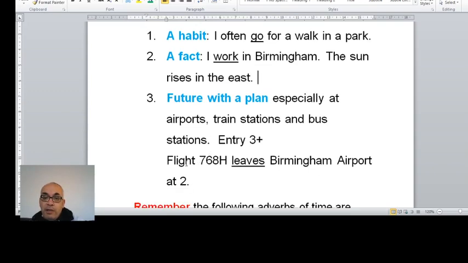So if you look at this example, flight 768H leaves Birmingham Airport at 2. Of course, 2 means 2 in the morning. So "leaves" in this sentence, if I want to give you the meaning of this sentence, I will say it slowly: there is a plan for flight 768H to leave Birmingham Airport at 2 o'clock in the future. And this is the meaning of the sentence. If you want, you can play the video again and listen to the explanation again.